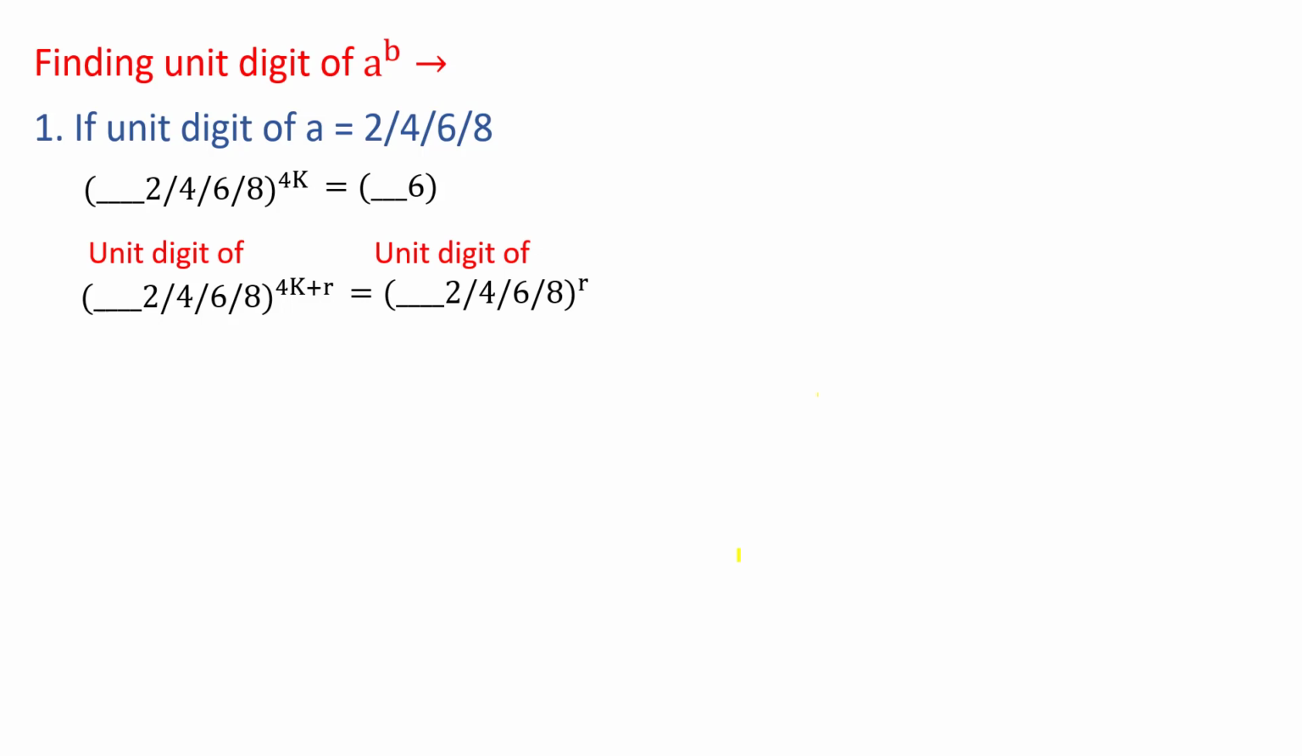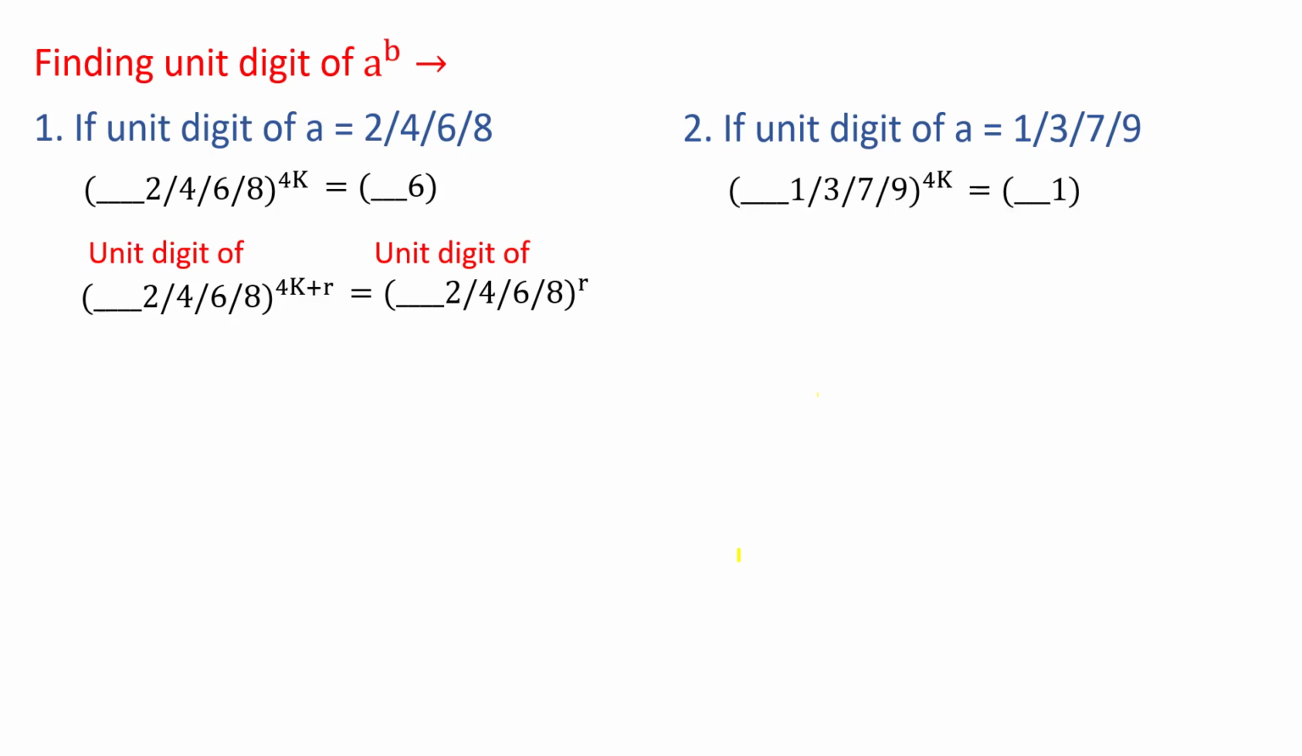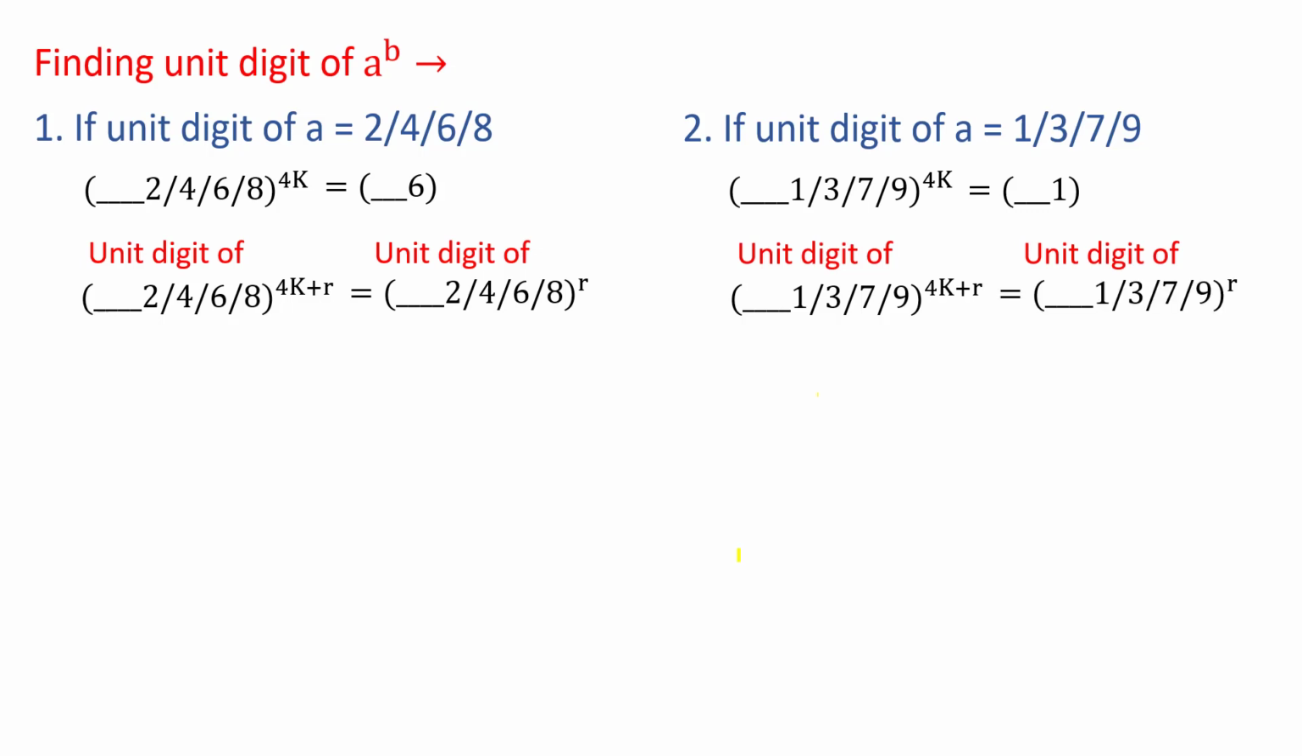it's same as unit digit of the same number to the power r. The second rule is if the unit digit of a is 1 or 3 or 7 or 9 to the power multiple of 4 always ends with 1. So from this we can say that the unit digit of a number which ends with 1 or 3 or 7 or 9 to the power 4k plus r is same as the unit digit of the same number to the power r. So we will have a look at few examples over here.